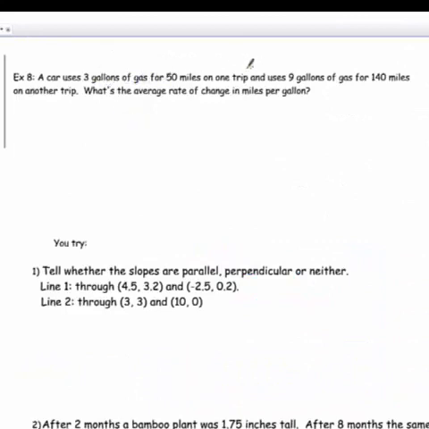All right, so here we go on this one. A car uses 3 gallons of gas for 50 miles on one trip and 9 gallons of gas for 140 miles on another trip. So we got to just figure out what would X be and what would Y be. Well, it's almost always in word problems. What they list first is typically the X, and what comes second is the Y, usually. So that's kind of the same way here. This would be X, this would be Y.